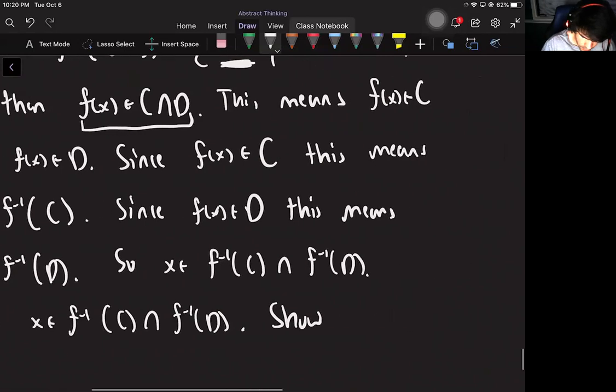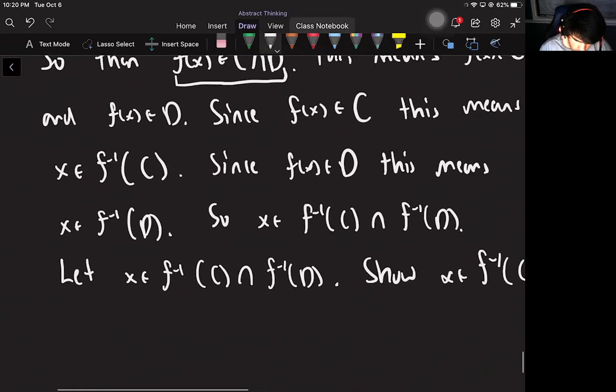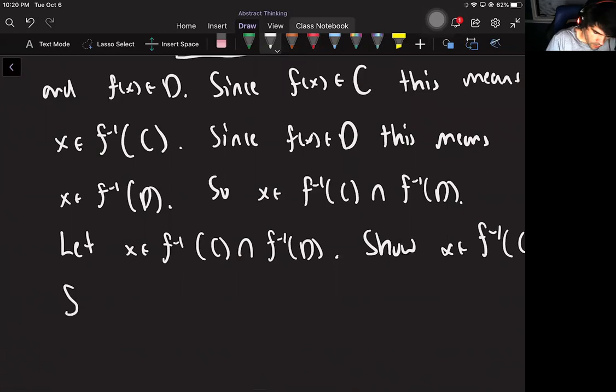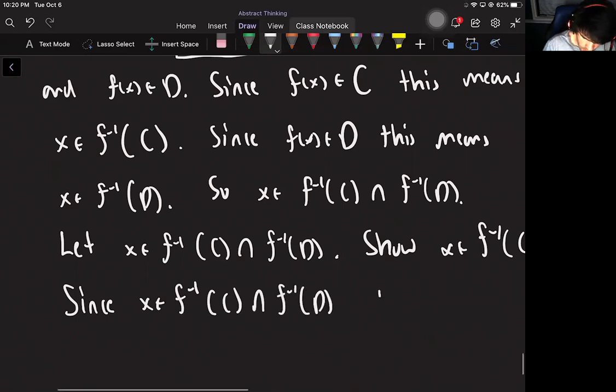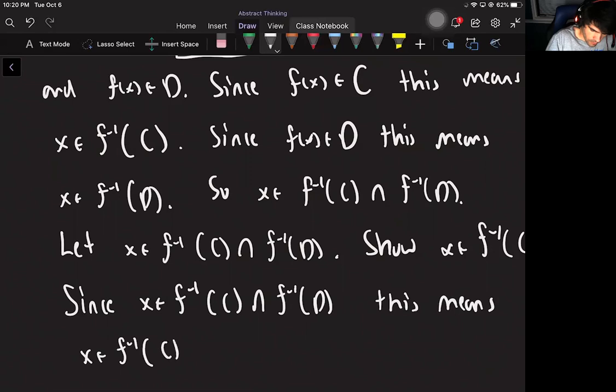Show it's in the first one this time. But it's going to work sort of how the proof works, going backwards. So since x is in this intersection, the first thing we could say is that it's in both subsets. And then we can just peel apart each one independently to continue.